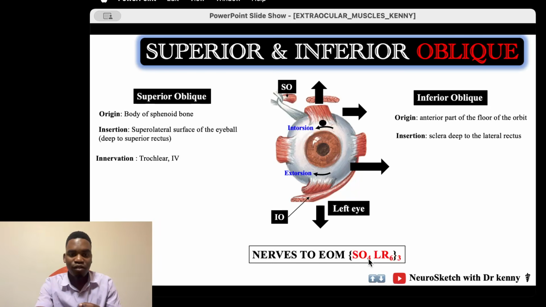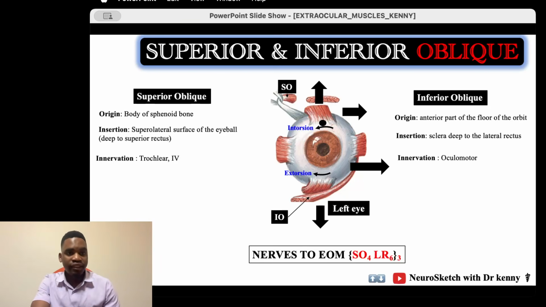And then the innervation, we go back to the formula: superior oblique by 4. So the superior oblique muscle will be innervated by the trochlear nerve, which is cranial nerve number 4. But what about the inferior oblique? The inferior oblique is found under others, and others are all supplied by the oculomotor nerve, which is cranial nerve number 3.